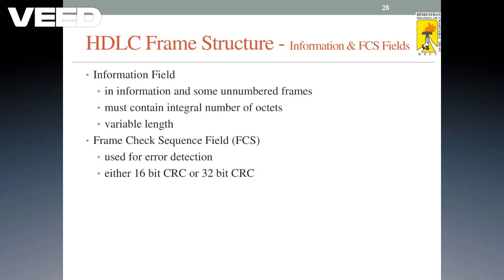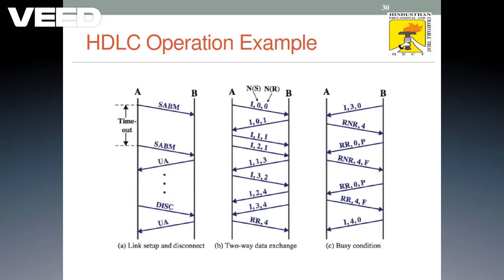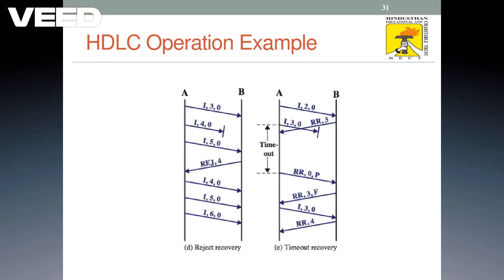The frame check sequence is used for error detection. It will use a 16-bit CRC or a 32-bit CRC checker. This is a sample of HDLC operations. That's all about HDLC operations, data link control and error control operations. Thank you.